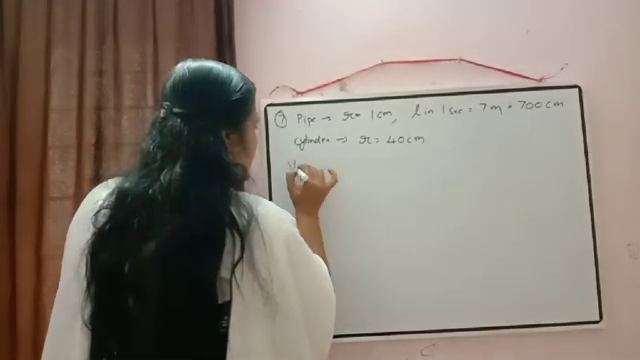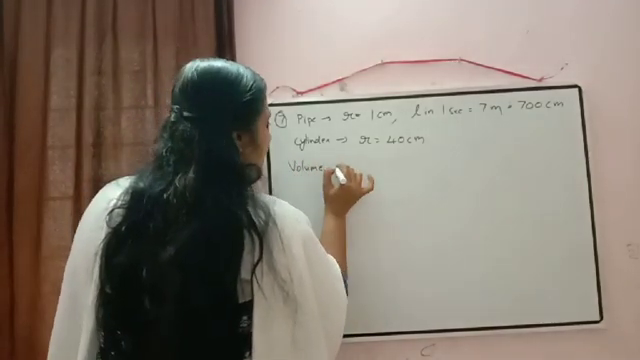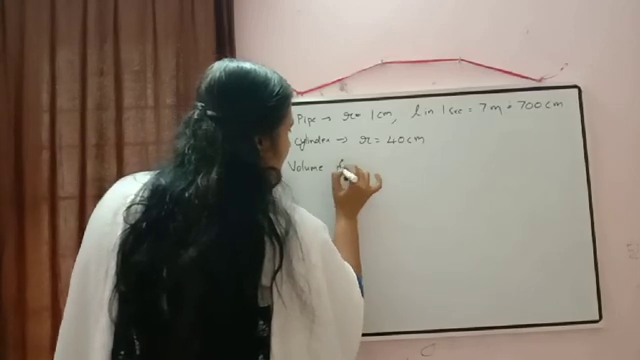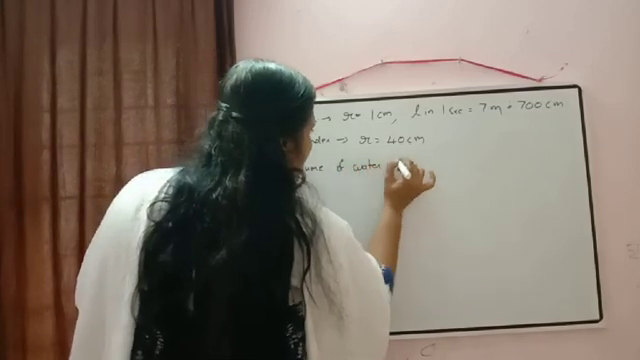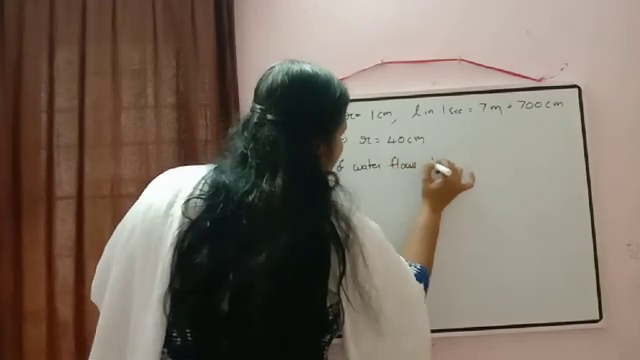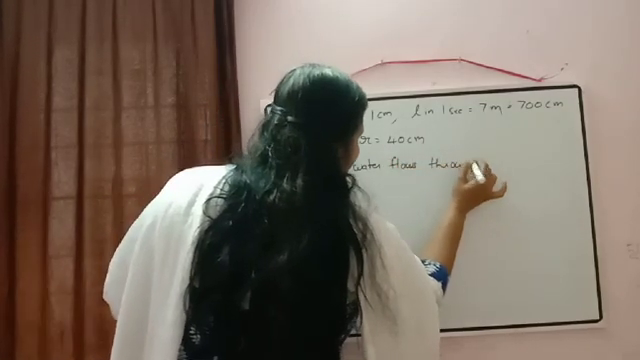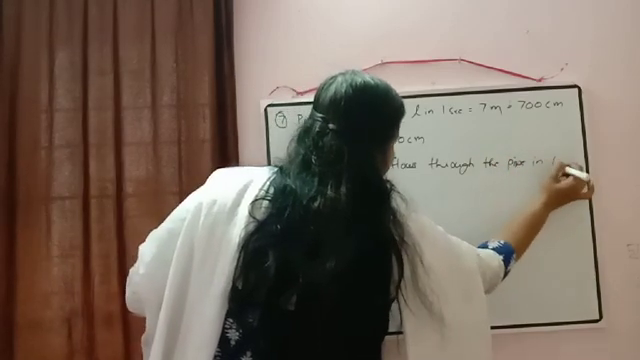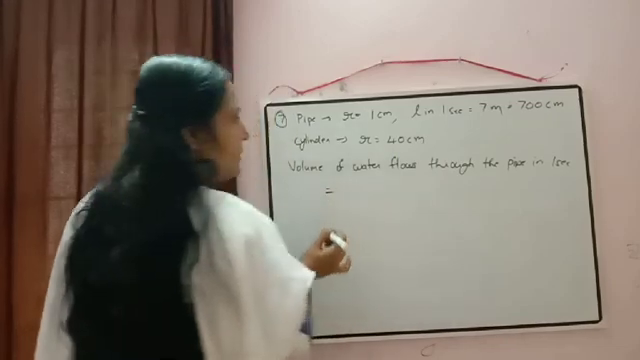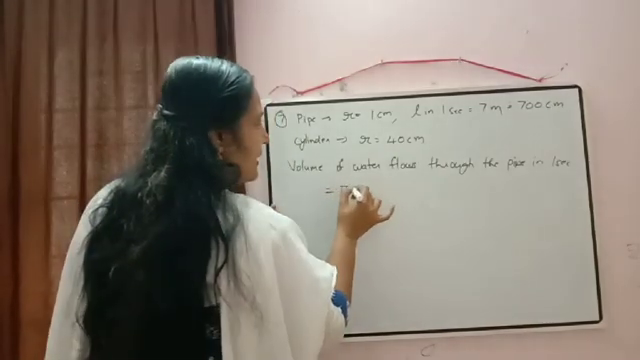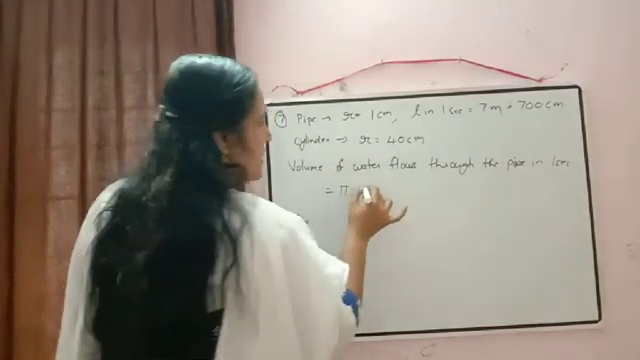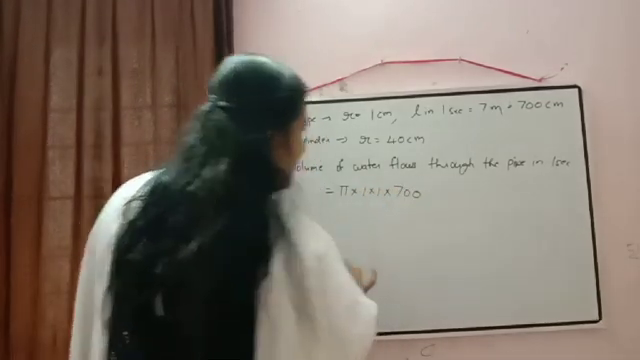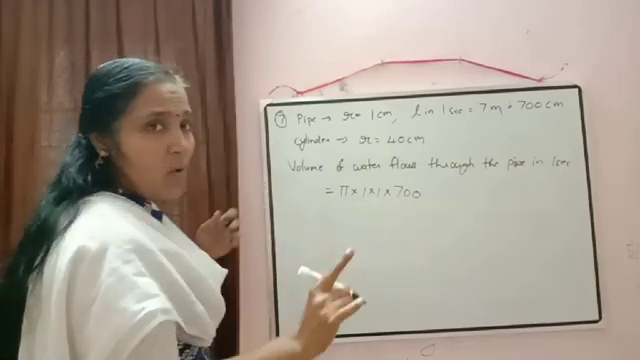So first write down, for that we first need the volume in 1 second. Just write down there, volume of water that flows through the pipe in 1 second is equal to, we know the formula, pi r square h. What is the radius? 1. So pi into 1 into 700. This is the water that flows through in 1 second.